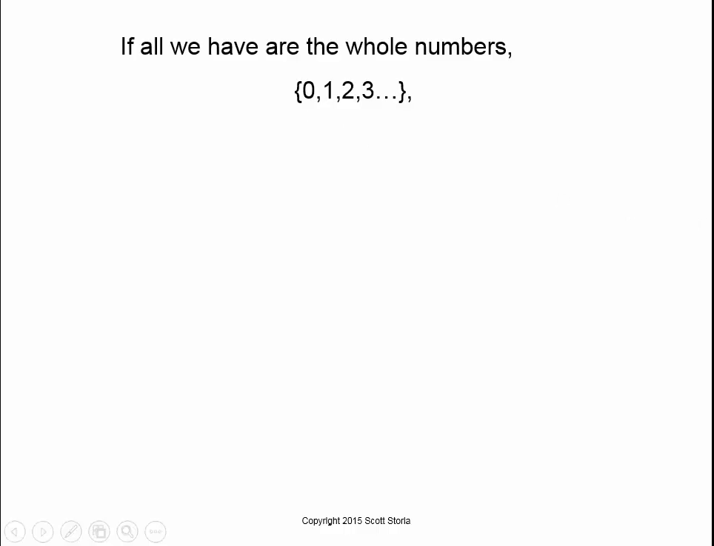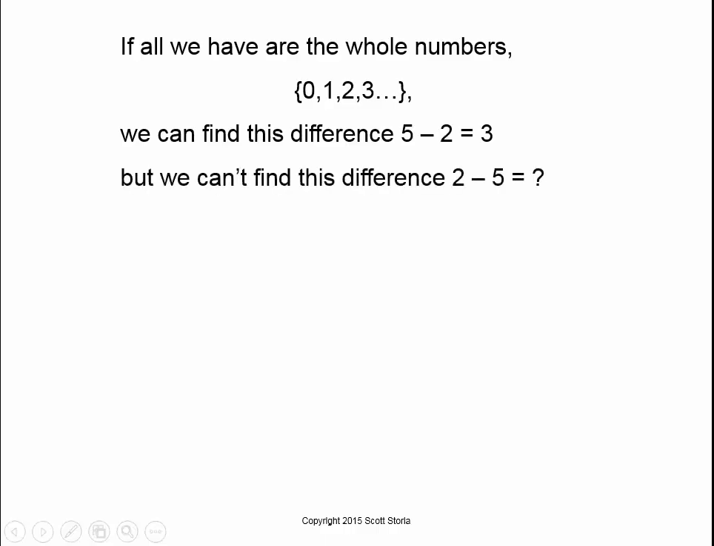Now, if all we have are the whole numbers, we can certainly find a difference like 5 minus 2. We know that it's 3. On the other hand, we can't find a difference like 2 minus 5. The number that we need to use as the difference isn't in the set of whole numbers. So what should we do?